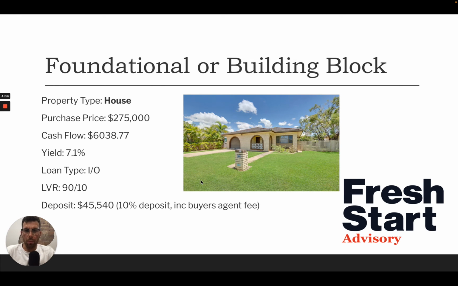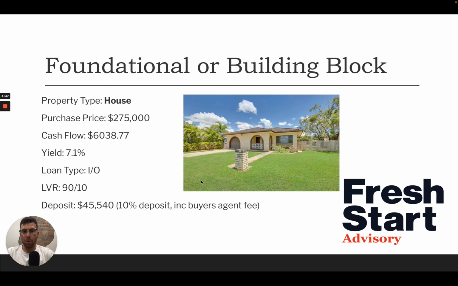This is a foundational property, building block, or the building blocks I like to call them. Now, it's a house, 3-bedroom house, 1 bath, 1 car garage. We purchased this property for our client for 275,000, 800 square meter block, beautiful house, side access. We can put a granny flat at the back in the right zoning for that if development in the future as well. Over $6,000 of positive cash flow, 7.1% yield. $45,000 closing costs, including our buyer's agent fee.